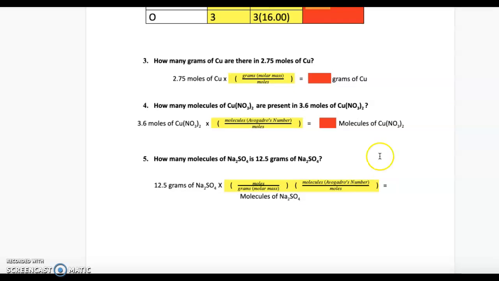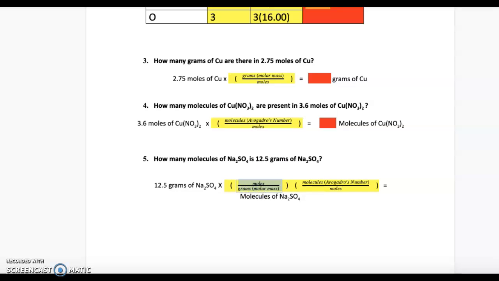Okay. A lot of you did number 3 and number 4 right, but then gave up when it came to number 5. It's the same thing. You're just taking both of them and kind of smushing them together into one problem. Okay. So you just start with grams. Okay. Easy. That goes on the bottom of my fraction now, grams.